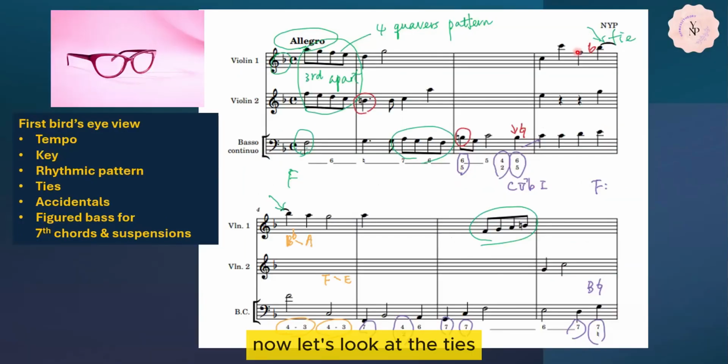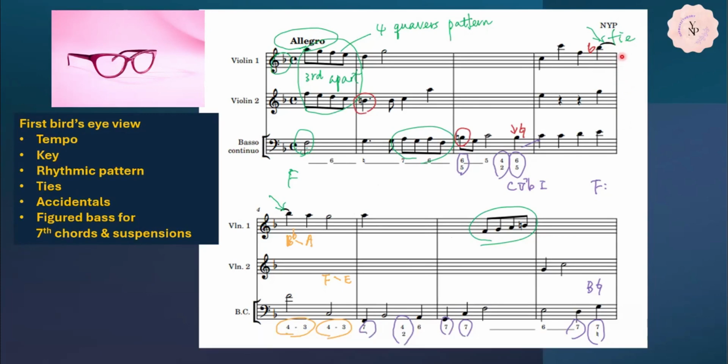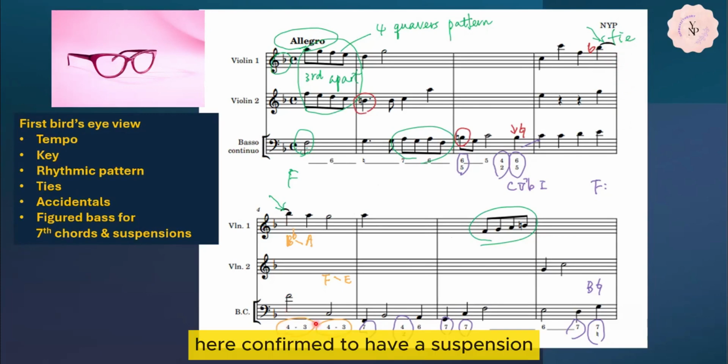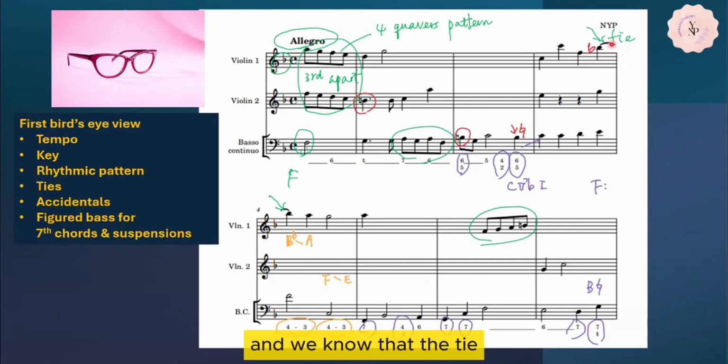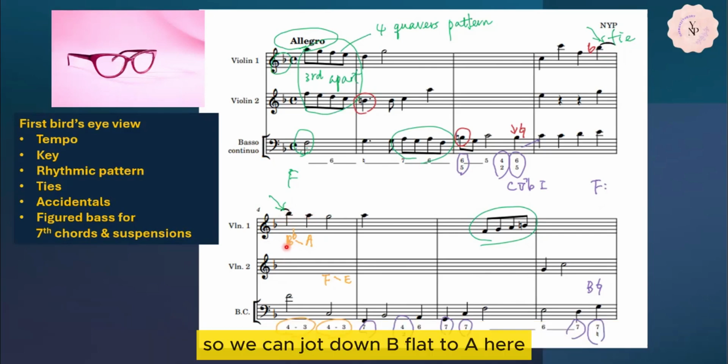Now let's look at the ties. Sometimes the tie will imply suspension. Here, it is confirmed to have a suspension because of the figure bass 4-3. And we know that the tie is a preparation, then comes to the downbeat as a suspension and resolves downwards by step. So we can drop down B flat to A here.